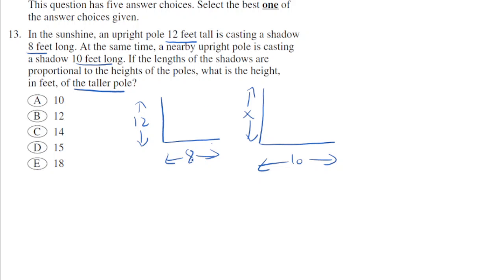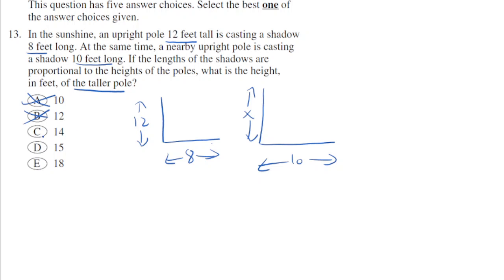Why is it taller? Because the first pole is casting a shadow of length 8 and the second is casting a shadow of length 10. Then this has to be greater than the first pole. So we can directly eliminate option A and option B. Had it been 10, its shadow would be lesser than 8. Had it been 12, its shadow would have been 8 only.